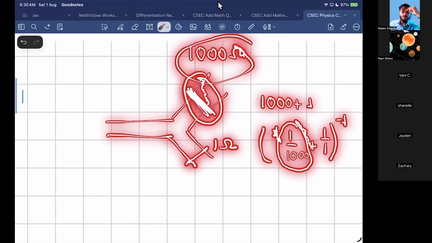What are we looking for? I can't remember the word. That's so weird. I can't remember the word.